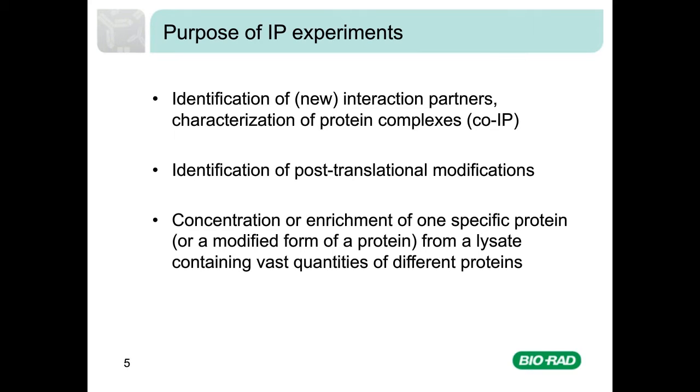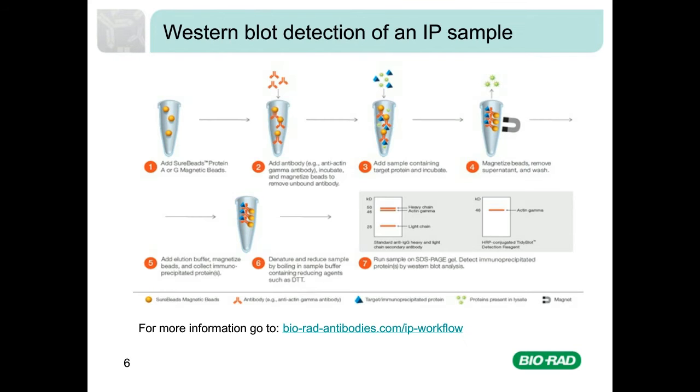This diagram gives you an overview of a basic IP protocol using Bio-Rad SureBeads. The diagram also depicts Western blot detection of the IP sample. In step two, the beads which have been coated with either protein A or protein G, see step one, are incubated with an antibody targeting your protein of interest. The beads are then magnetically captured, and any unbound antibody is removed in a series of wash steps.